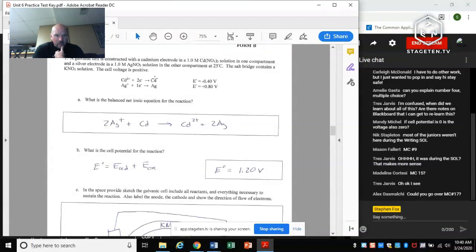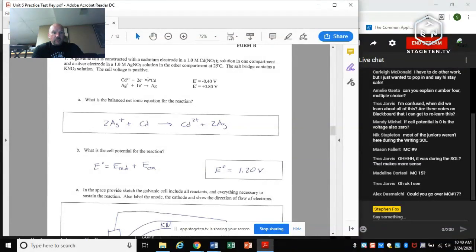So I'm going to have to flip the cadmium one because that's going to give me the positive cell potential, right? If I flip the silver, then I would end up with a negative 0.8 plus a negative 0.4, and that would give me a negative voltage, and that's not a spontaneous reaction. Okay, does that make sense? You always flip the reduction potential that's the lowest one for a spontaneous reaction, because that ensures a positive cell potential. Okay, so just 1A. You have to flip that one to ensure the positive potential.